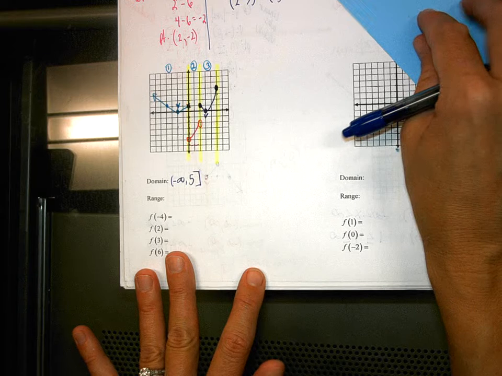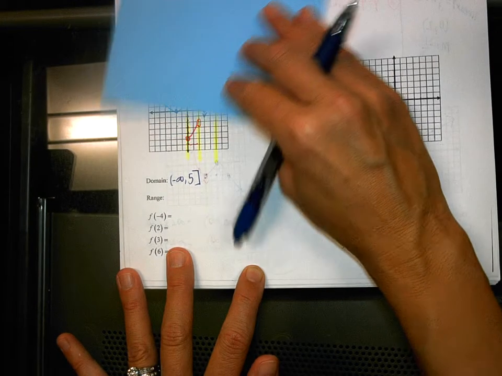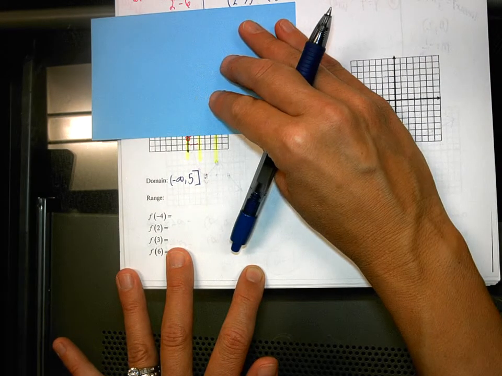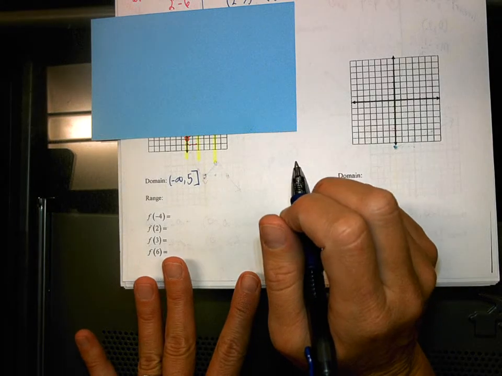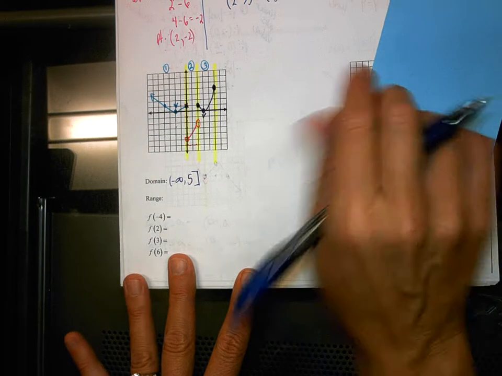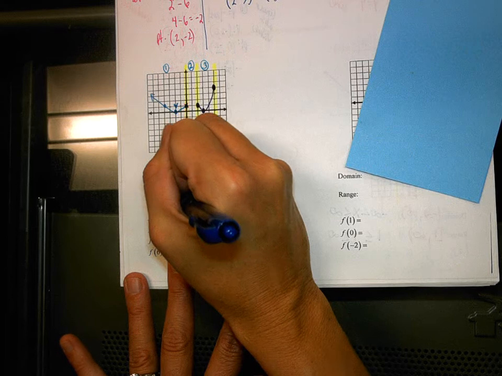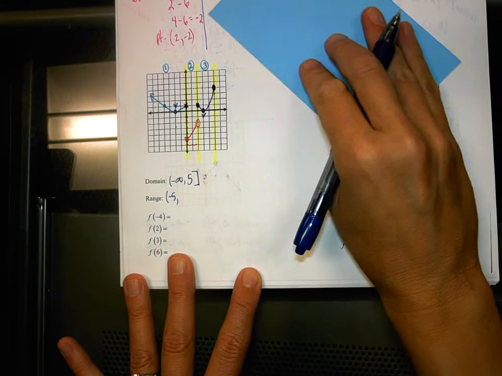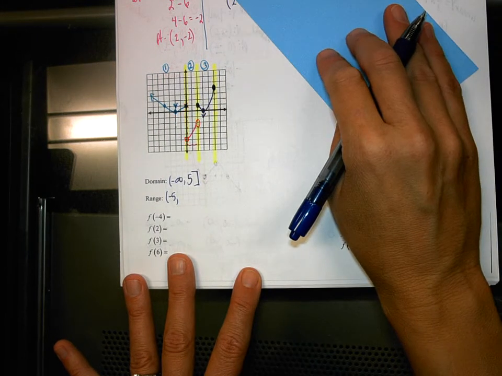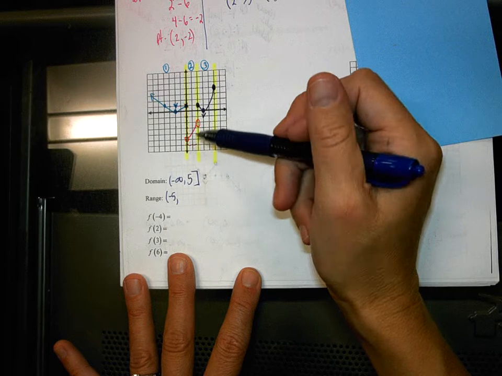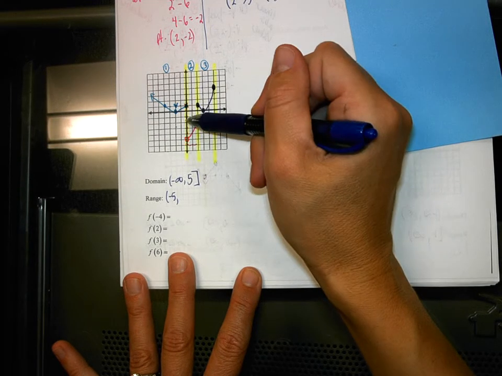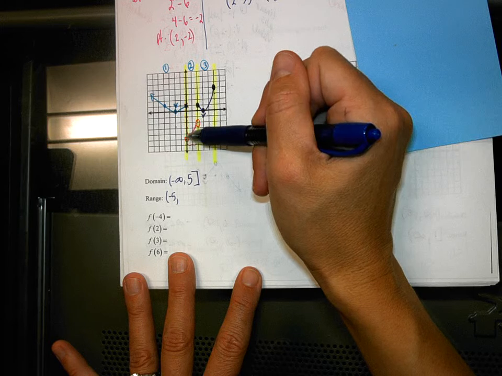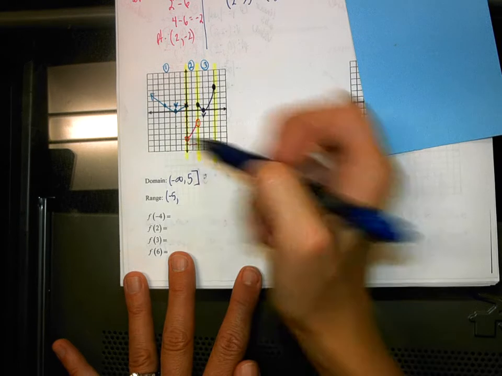Okay, range. What is my smallest value for the range? Good. It is at negative 5. Would I use a parenthesis or a bracket? Good. Negative 5. This one's an open circle, right? It is exponential, and so normally it would be negative 6.